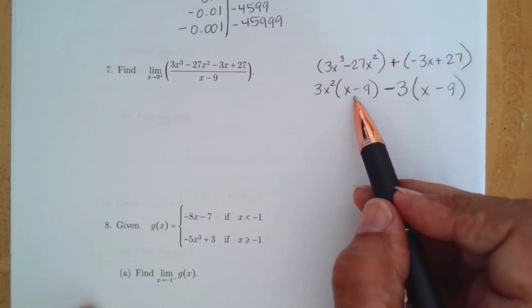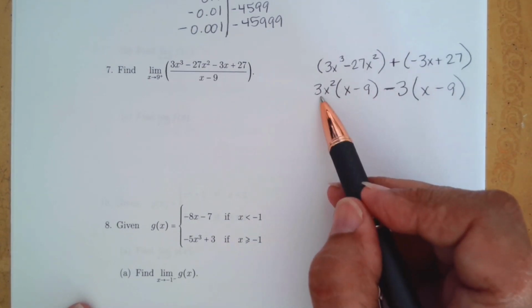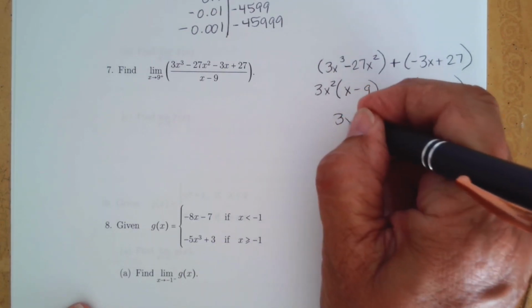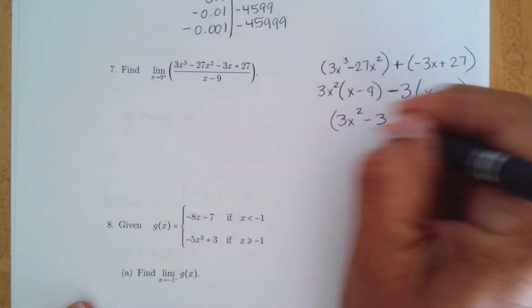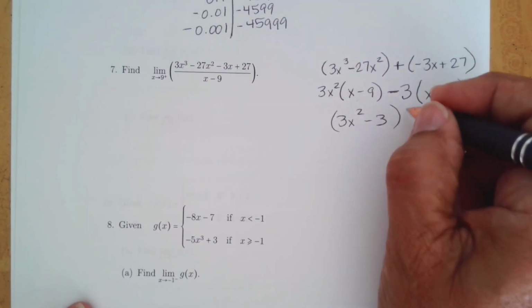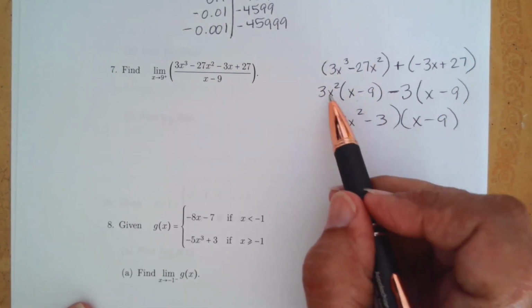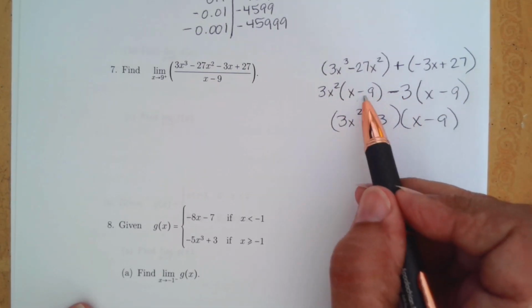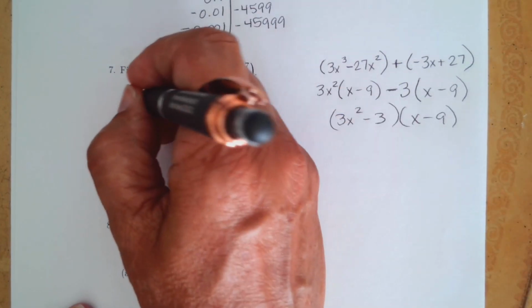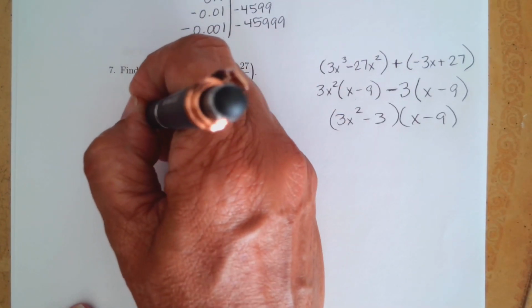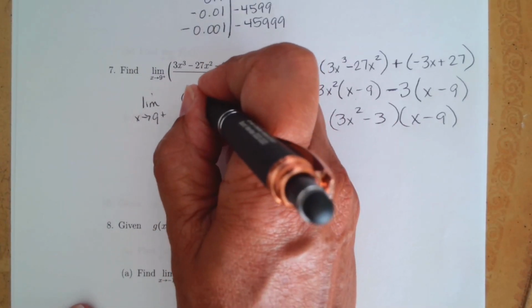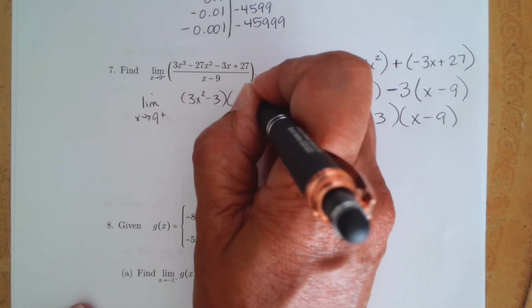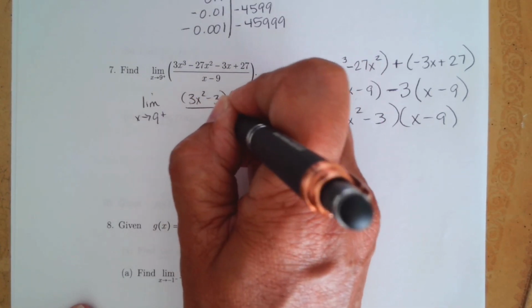And remember, if the factors here are the same, then you group these two together. So I can group 3x squared and -3. So the numbers out front get grouped together. And then as long as these are the same, that's the other factor. So these make up one factor, and then this is your other factor. So now I have the limit as x approaches 9 from the right of 3x squared minus 3 times x minus 9 over x minus 9.